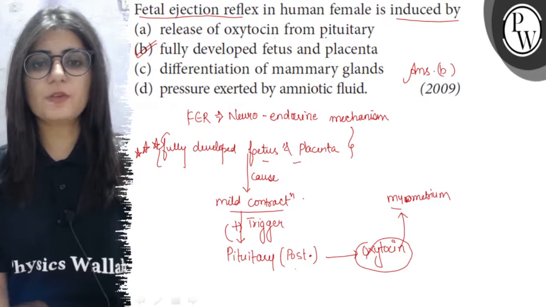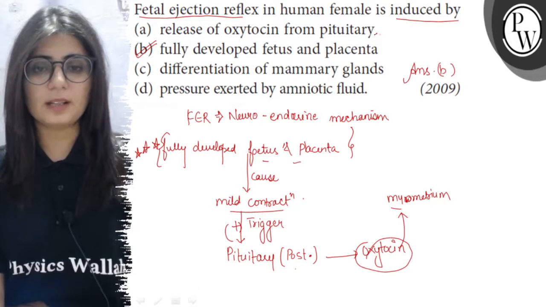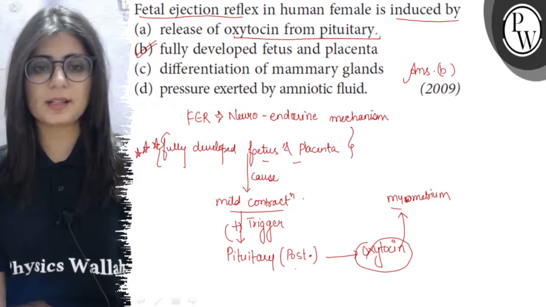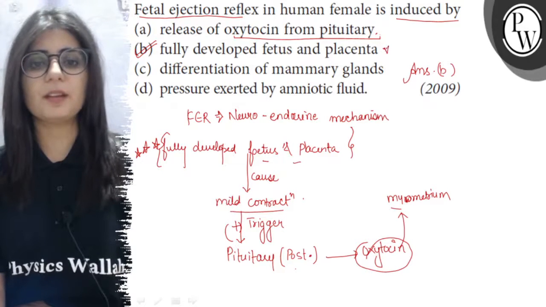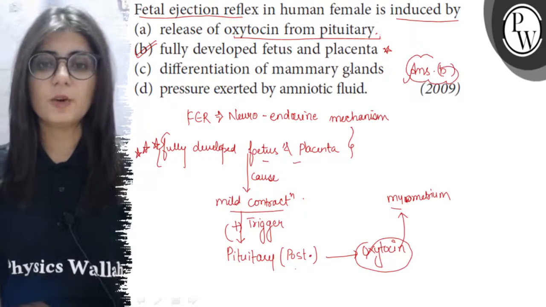The release of oxytocin from pituitary is produced later, it means oxytocin is released from the pituitary but at a later stage, but the signals are produced by the fully developed fetus and placenta. So option B is our right answer. All the best bachcho.